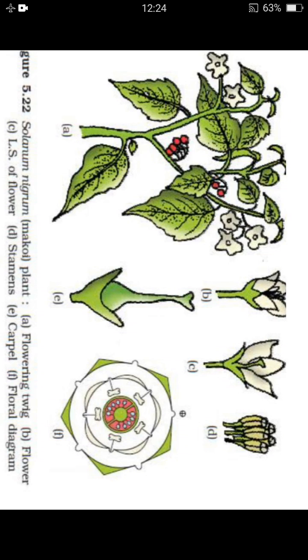Next, corolla. 5 in number, fused. Fused, right? So that's why within the bracket, 5 must be written. Next, androecium. Androecium must be A, and how many in number? 5 in number. So androecium consists of stamens. These stamens are attached to petals, called epipetalous. Next, about gynoecium. Gynoecium symbol is G.